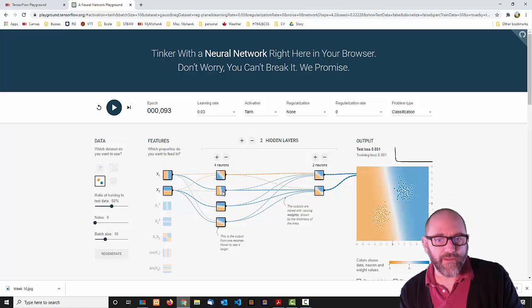And you can actually explore the individual neurons. So this has 2 hidden layers. There's 4 neurons in the first hidden layer. And you can see how each of them has learned to classify the task.